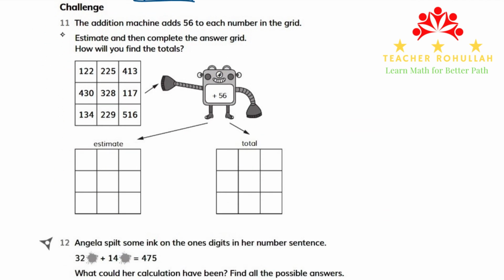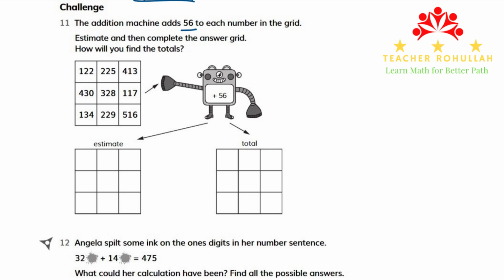In question number 11, it says, the addition machine adds 56 to each number in the grid. The grid is given here. It's asking us to estimate and then complete the answer grid. This is the estimation grid and this is the answer grid. How will you find the totals?